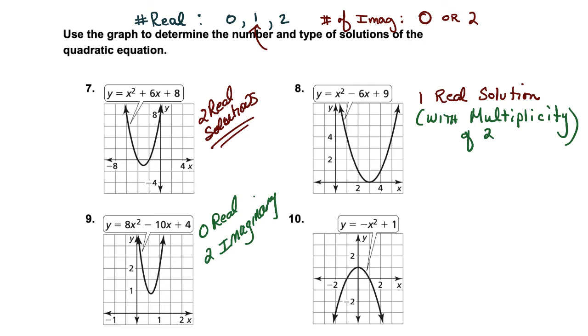And then number 10 here, the equation, parabola, opens upside down. See that negative x squared? That a is negative, so it's an upside down parabola. It still crosses the x-axis here in 2 spots, so it's got 2 real solutions.